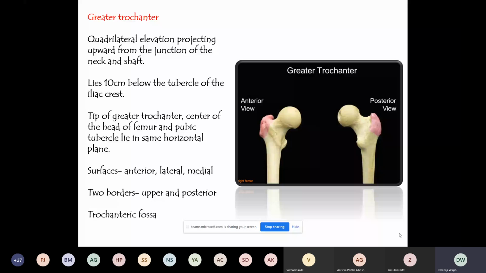Now you can see, in the anatomical position, this greater trochanter lies 10 centimeters below the tubercle of the iliac crest.